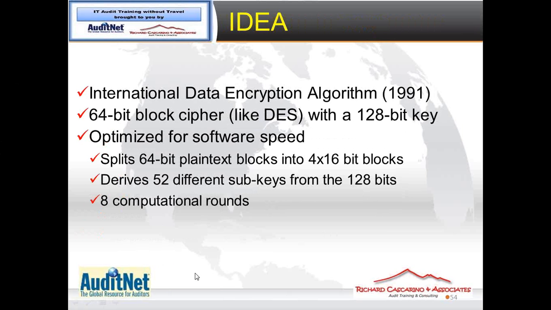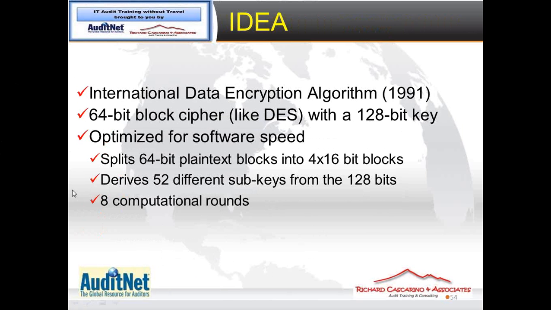IDEA. This is not IDEA, the interrogation package. The International Data Encryption Algorithm came out in 1991. Came out with a 64-bit block cipher, which is like DES, with a 128-bit key, which is good. It was optimized for software speed. So what happened was it took 64-bit blocks and bust them up into 4 16-bit blocks. Then it took your 128-bit key and derived 52 different subkeys, and then it used those to encrypt 8 times over, which was kind of neat.